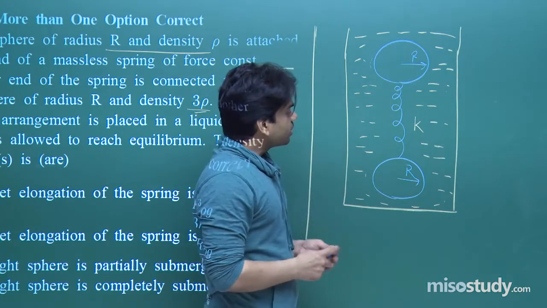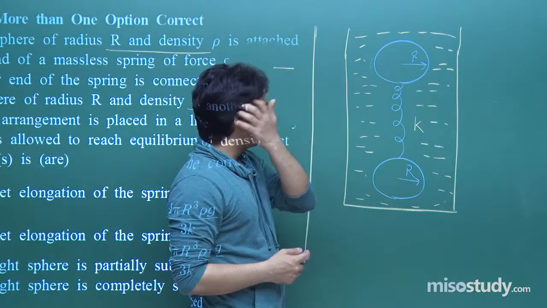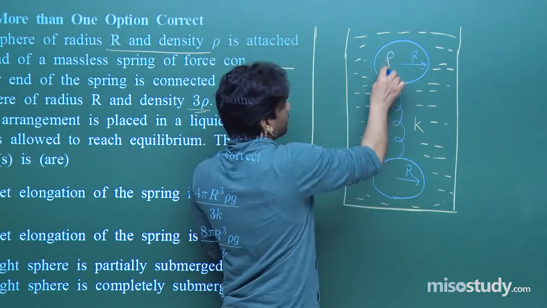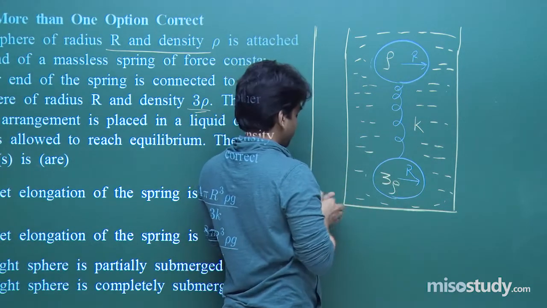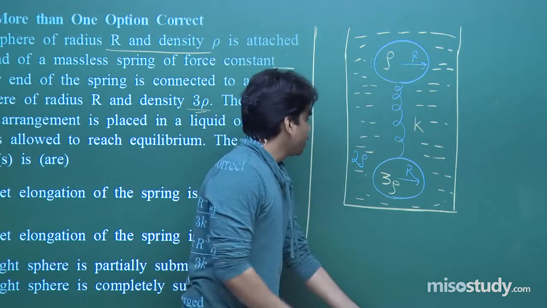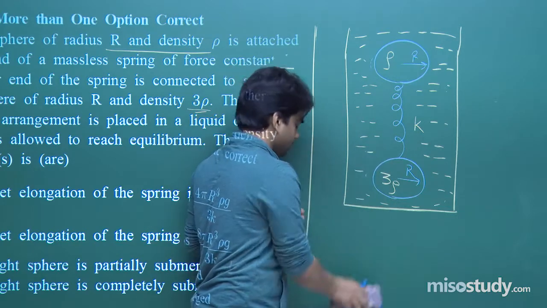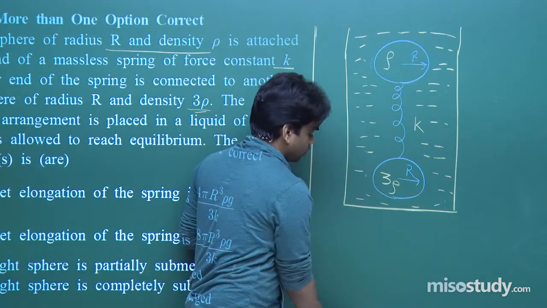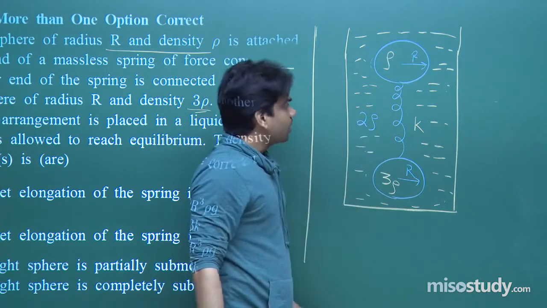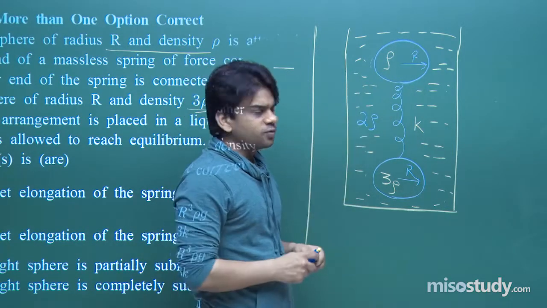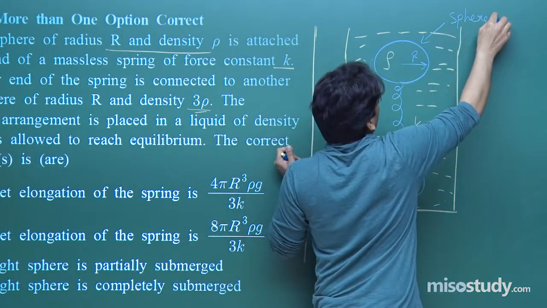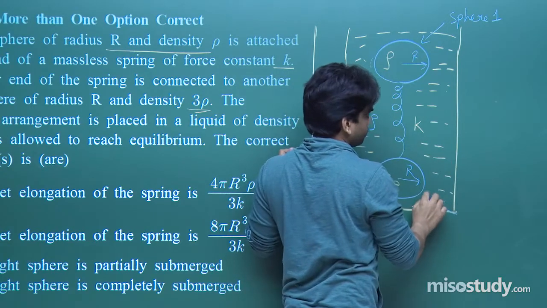Now see here, the forces acting on these two spheres. Its density is given as rho, and its density is given as 3 rho, and the liquid density is given as 2 rho. Let me write this 2 rho at the center so that everything could be clear to you all. Now, first of all, let's talk about the upper sphere. Let's say this is sphere 1 and this is sphere 2.